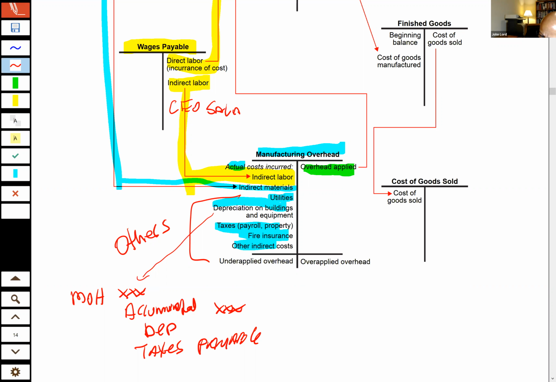Now, keep in mind that we could also have the CEO salary that we credit to salaries payable, but now the debit is going to go where? If we credit wages payable for the CEO's salary, where's the debit going? Salary expense. Good. Now it's salary expense because the CEO's salary is a period expense, right? Okay, good.